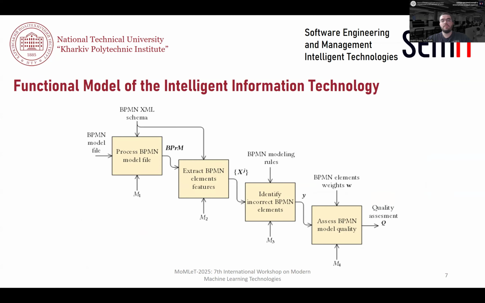Functional model of the intelligent information technology proposed consists of the four main activities. They include processing of BPMN model files, extraction of BPMN elements features, identification of incorrect BPMN elements, and finally assessment of BPMN models quality.